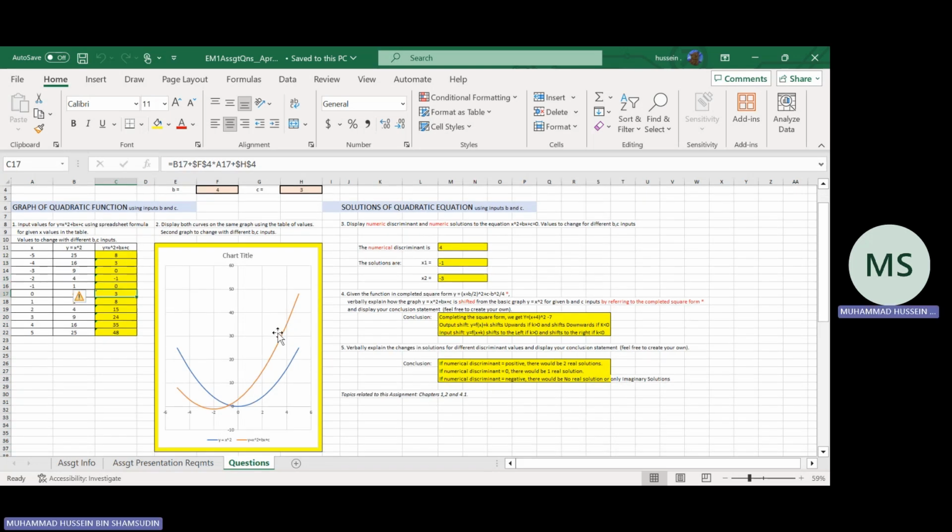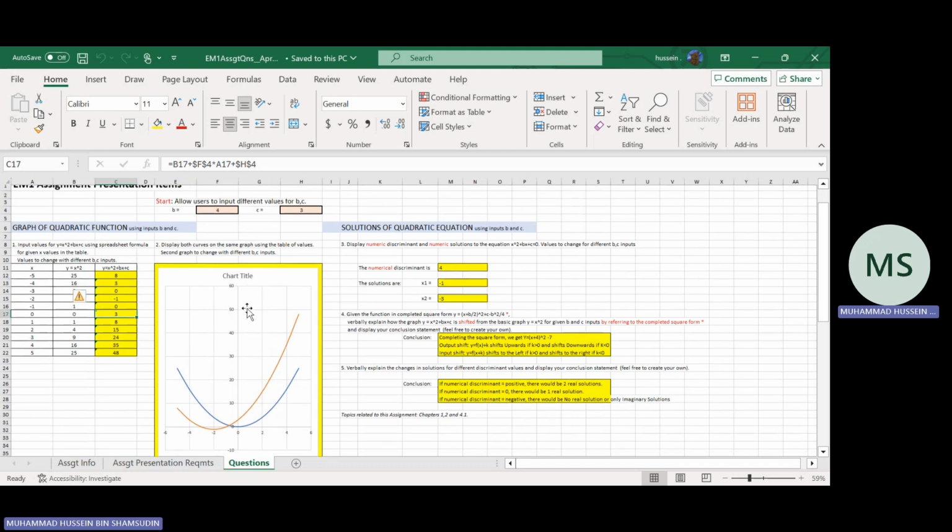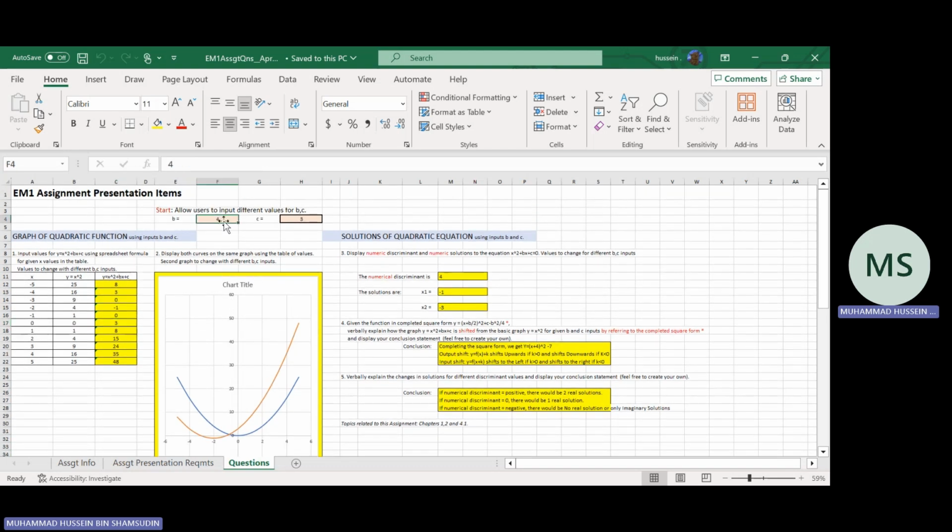Here in question 2, the graph of y equals x squared is represented with the graph in blue that remains constant, while y equals x squared plus bx plus c is represented with the graph in orange, which changes as the values of b and c change.